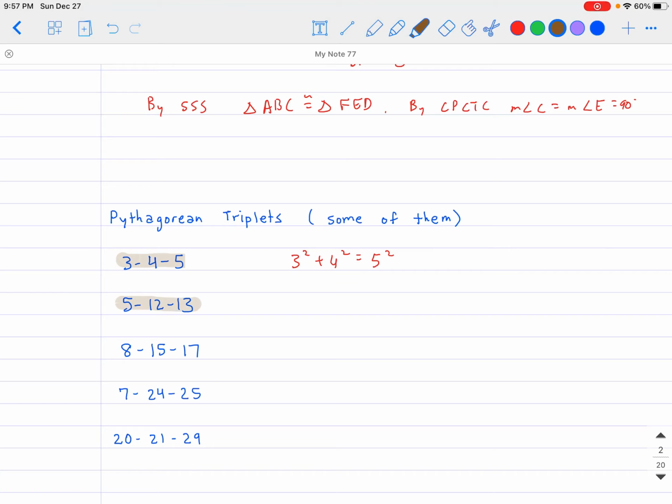The next one after that is 5, 12, 13. That's another Pythagorean triplet. So that means 5 squared plus 12 squared is equal to 13 squared. And then we have 8, 15, 17, 7, 24, 25, and then 20, 21, and 29. There are technically an infinite number of Pythagorean triplets. How many have we discovered? Well, that's going to be another story, unfortunately, for another time.